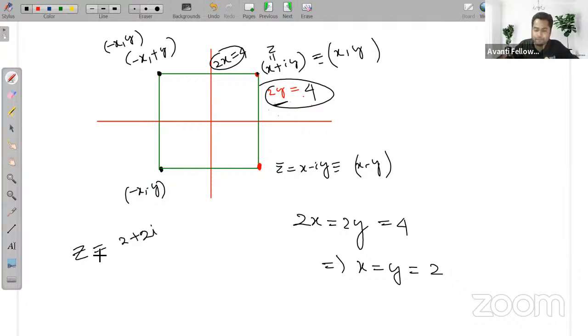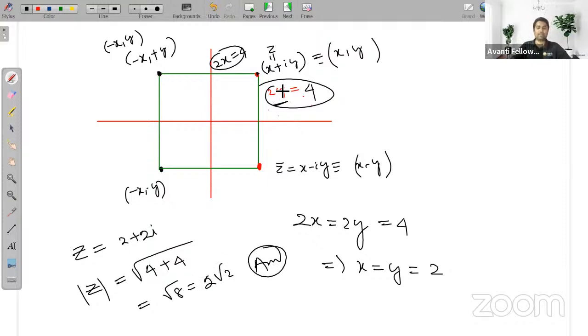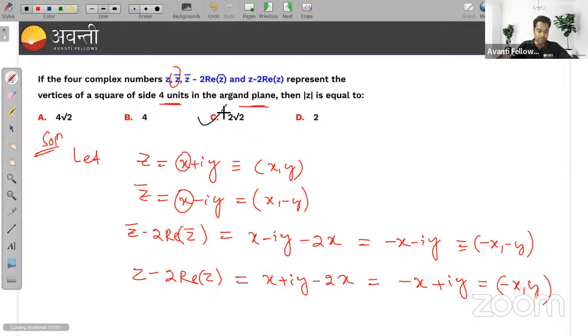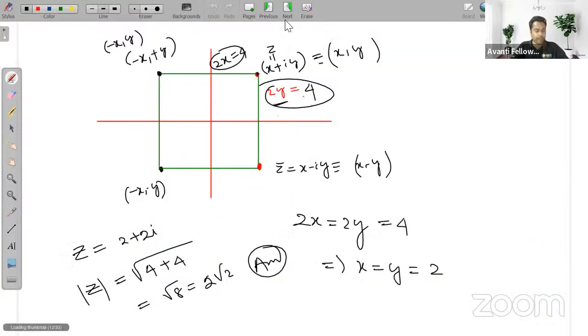Now I can easily find the modulus of the complex number, which is root of 2 squared, that is 4, plus 2 squared, that is 4. That is root of 8, that is 2 root 2. This is the answer. Is that clear to everyone, guys? Option C is the correct one. Anyone having any doubt in these questions, you can ask. It's a very simple question, na? Yes or no?